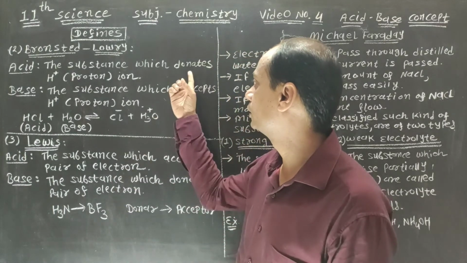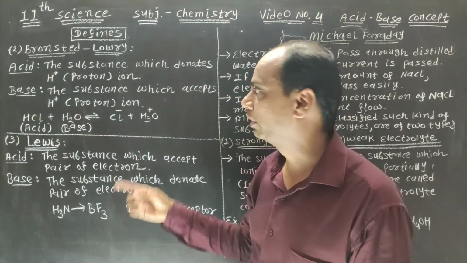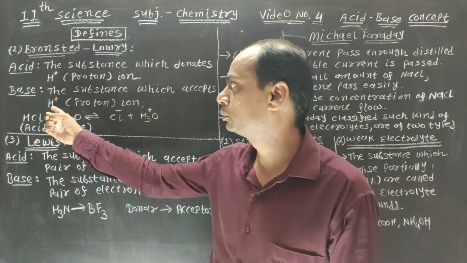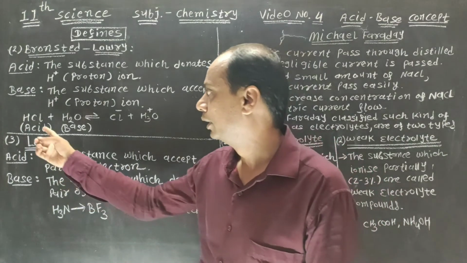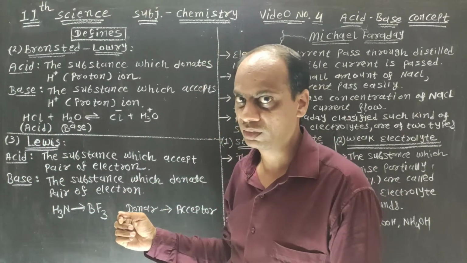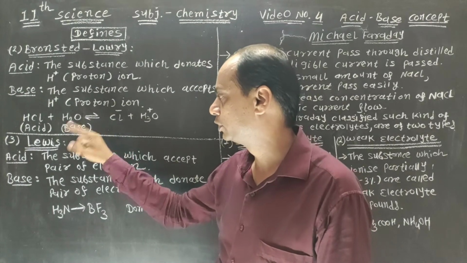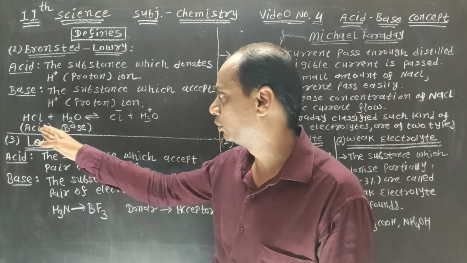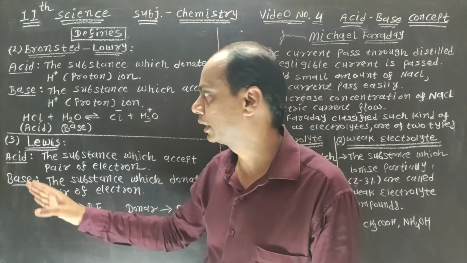If any substance donates a proton, it is said to be an acid. If any substance accepts H plus, it is said to be a base. We have an example here, hydrochloric acid and water. When we mix both of them, the arrow is reversible, which means the reaction moves from left hand side to right hand side and from right hand side to the left hand side.